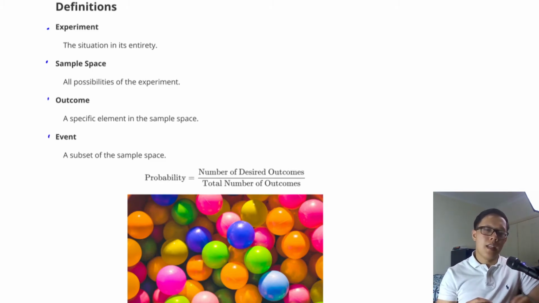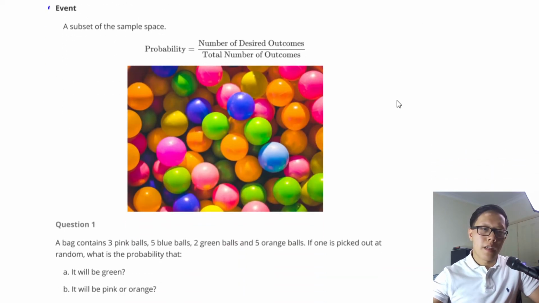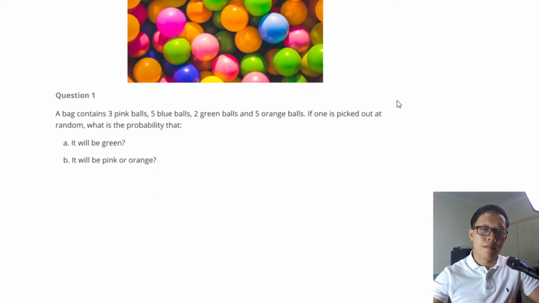An event is a subset of the sample space, but I think a better way to think of it is a collection of outcomes. And here I've just got a fundamental way we can think of probability, which is the number of desired outcomes over the number of total outcomes. So let's come down to this question here.